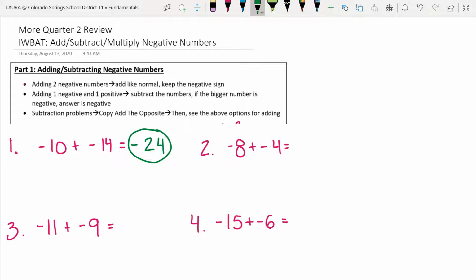Question 2, -8 plus -4. Again, I'm adding because of the plus sign, and both my numbers are negative. According to this bullet point, adding 2 negative numbers means you add like normal and keep it negative. So I'm going to do 8 plus 4. 8 plus 4 is 12. And then my 2 minus signs just carry over. It stays negative. So my answer to number 2 is -12.